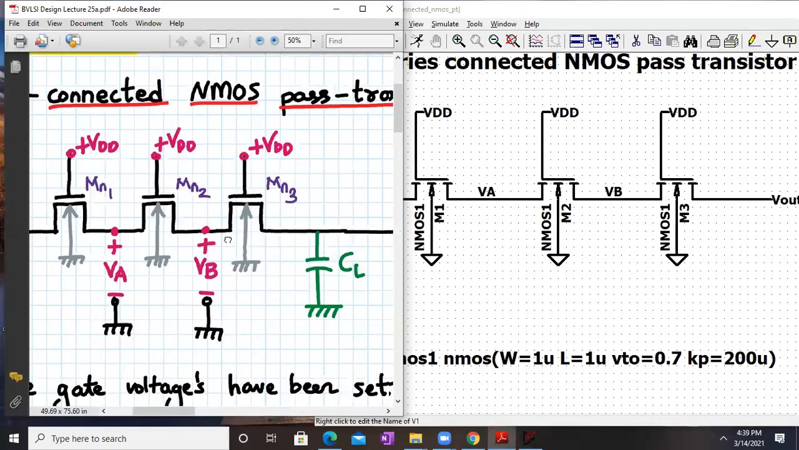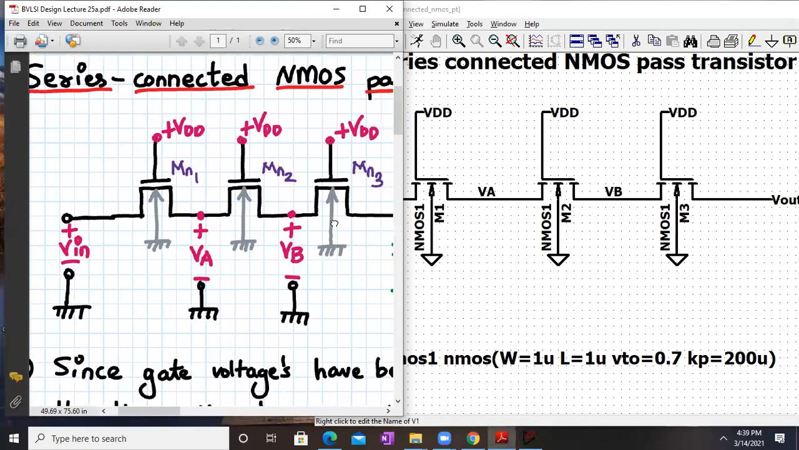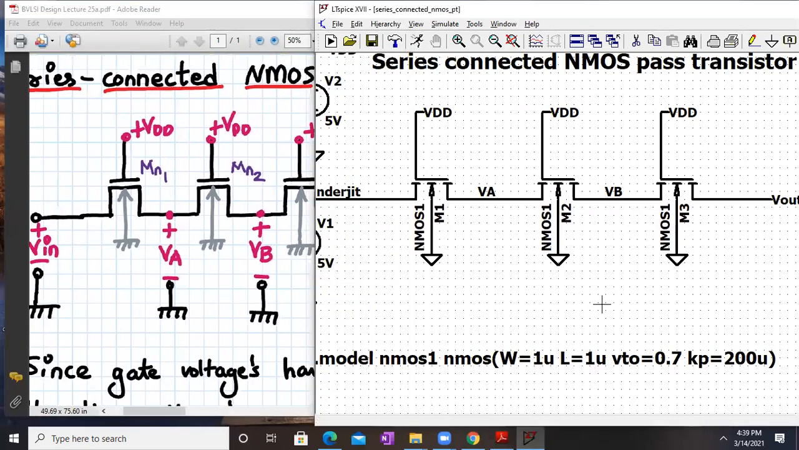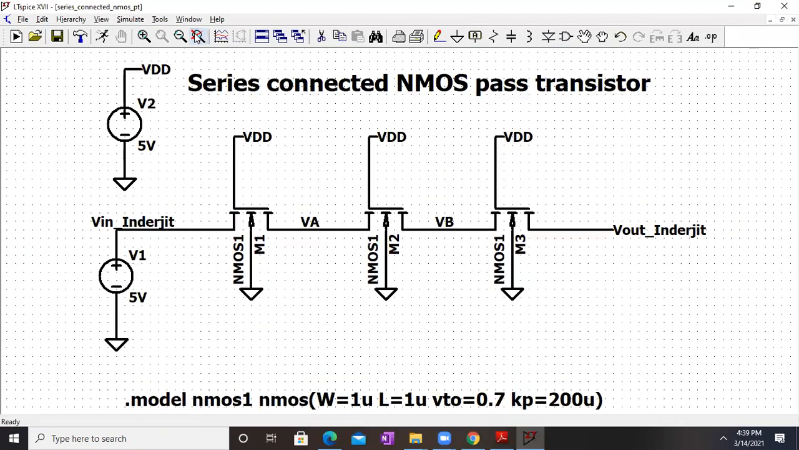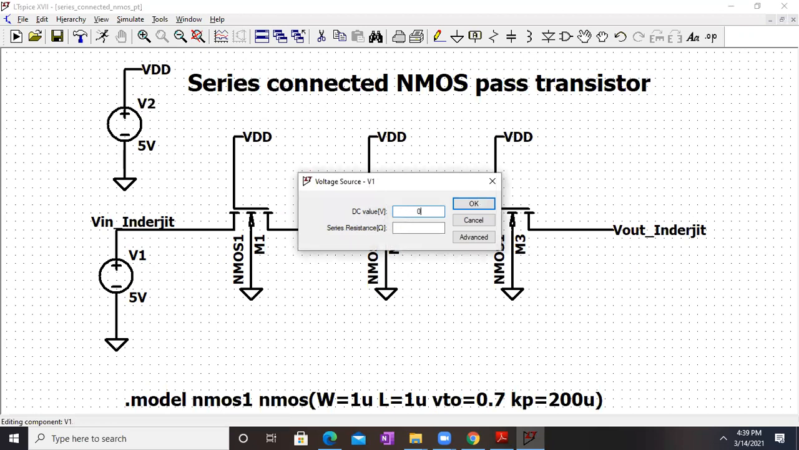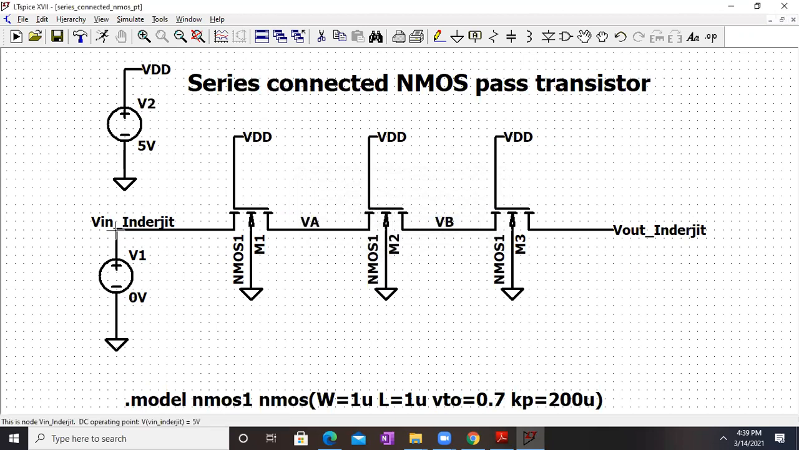Okay, so this is the same circuit as you can see over here very clearly. Fine, so let us begin. Let me maximize the LTspice window. We have three series connected NMOS pass transistors, and we are trying to pass a logic 0 and a logic 1. First of all, let us start with logic 0. So I'm applying logic 0 to the first NMOS pass transistor, and I need to determine what should be the value of VA.